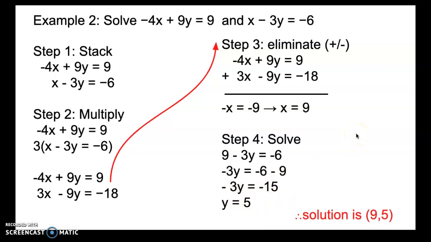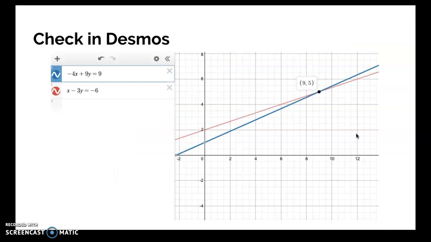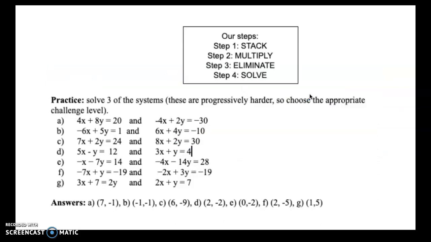So let's check that by graphing just to see that we're right. I graphed it ahead of time, and so I put it here. So here are the two equations, and yes, our solution is where they cross, 9, comma, 5. Perfect. So that is the lesson for today. Just remember our steps are to stack, multiply, eliminate, and solve. And remember, step 2, you don't always have to do that.